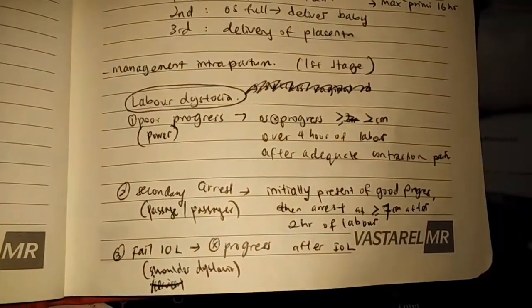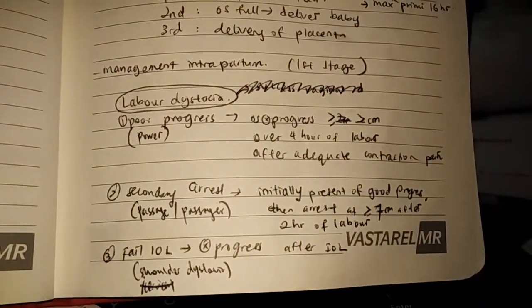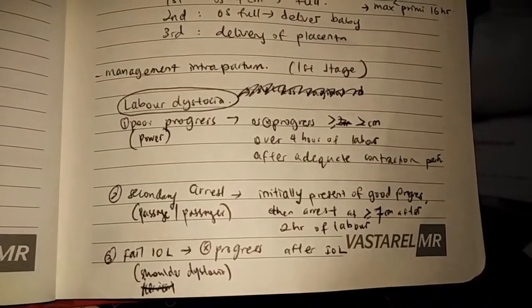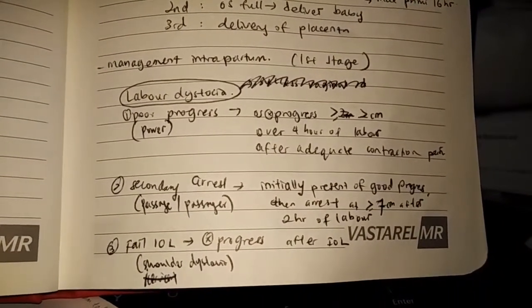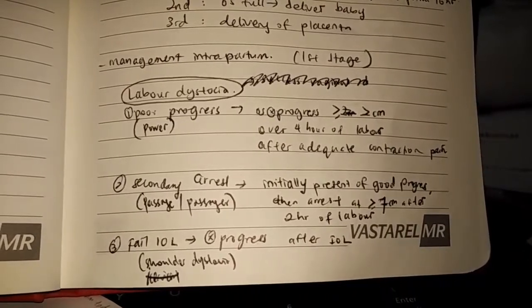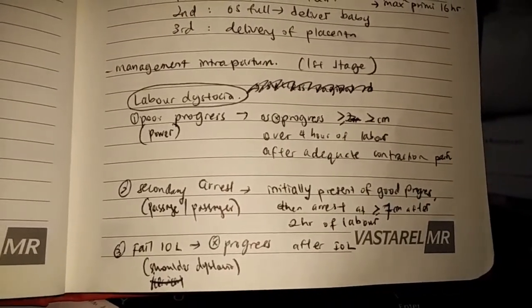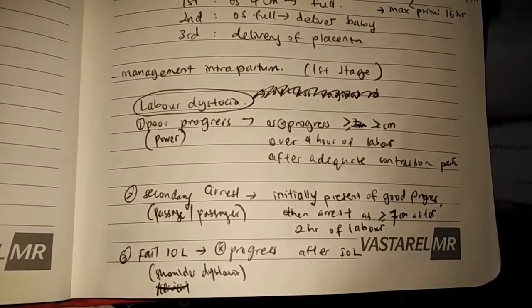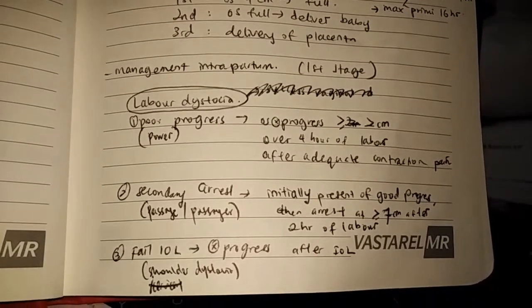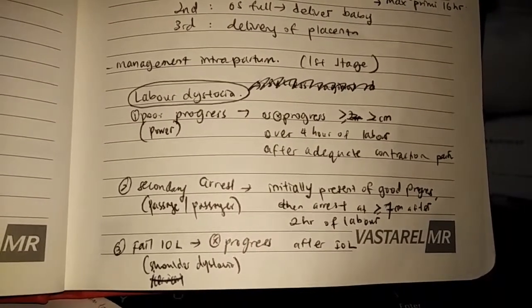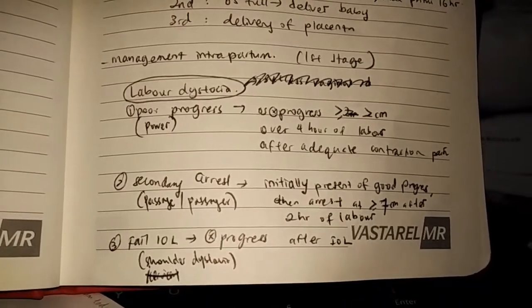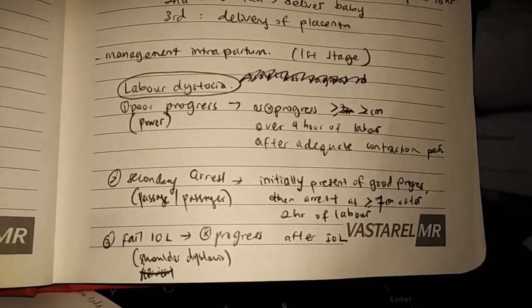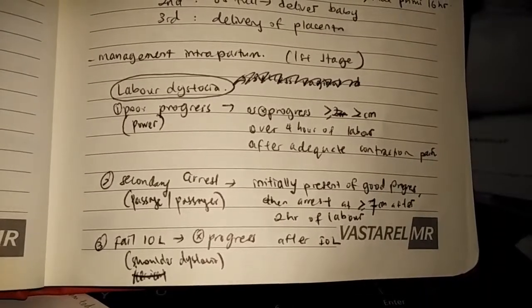Okay, let's discuss the management of the first stage, second stage, and third stage of labor. Let's start with the first stage. The first stage is from os 4 cm to os fully. The common problem is labor dystocia. Labor dystocia is divided into three: poor progress, secondary arrest, and failed IOL.